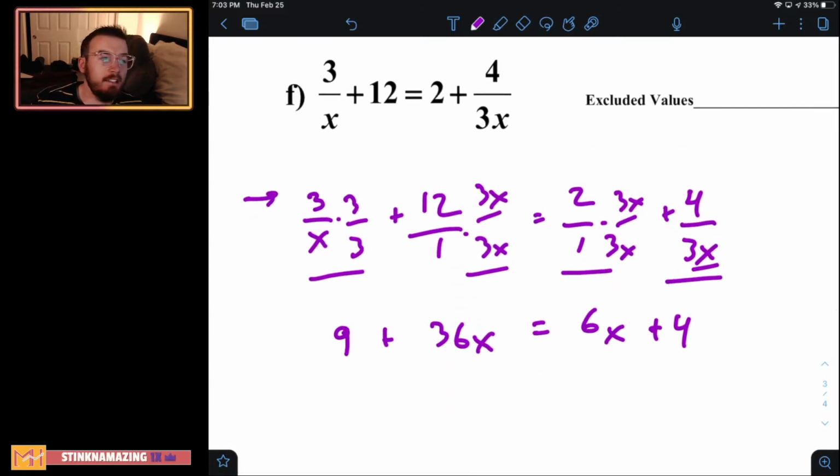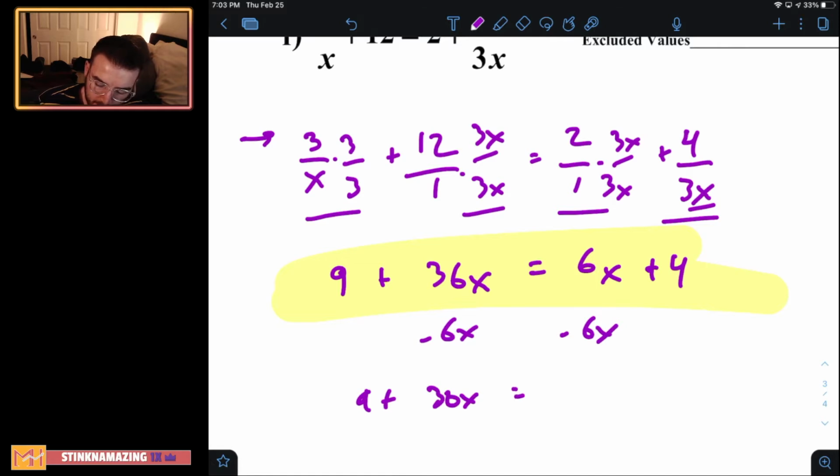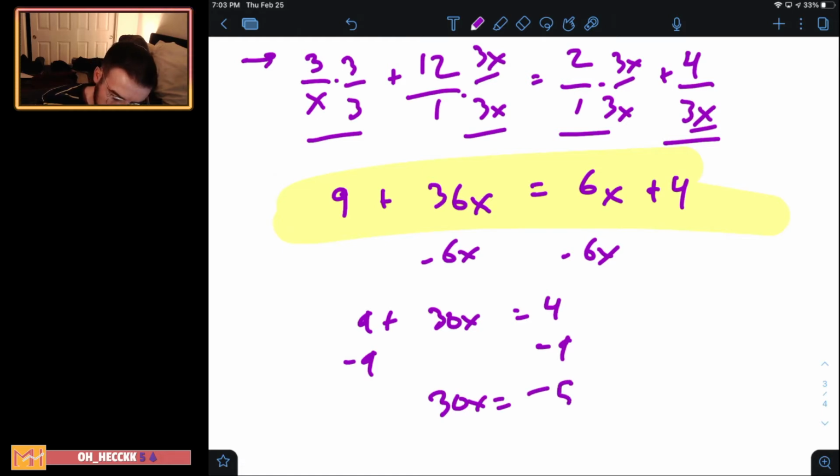How about you go ahead and finish that out for me? 9 plus 36x equals 6x plus 4. This is an easy one to end on, of course, right? We get 30x, and then we need to subtract the 9 over, and we end up with -5.